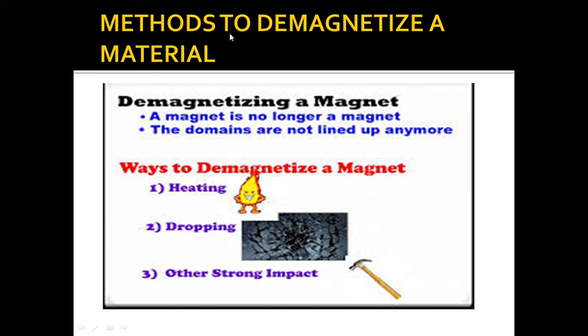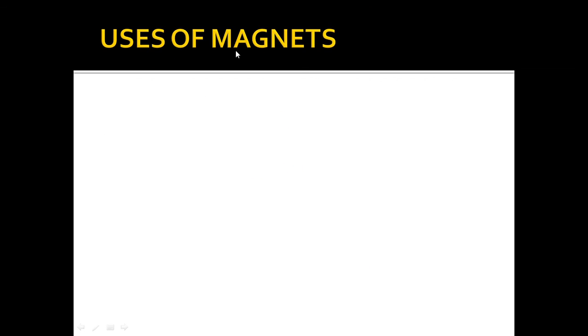Methods to demagnetize a material. To demagnetize a material, there are three ways. Heating: when we heat a magnet, it loses its magnetic properties. Dropping: by dropping the magnet several times, it also loses its magnetic properties. Other strong impact: if we hit a magnet with a hammer, it loses its magnetic properties.